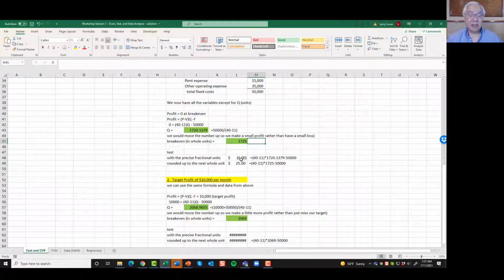That's what we did to test. We plugged the numbers in. If we plugged in the exact number, we would get an exact break-even. But by rounding up, we get a slight amount of profit, $25.